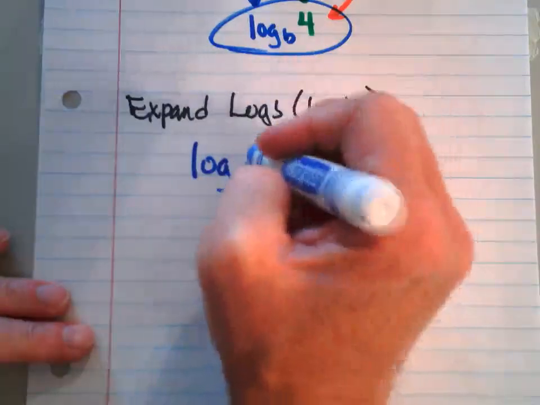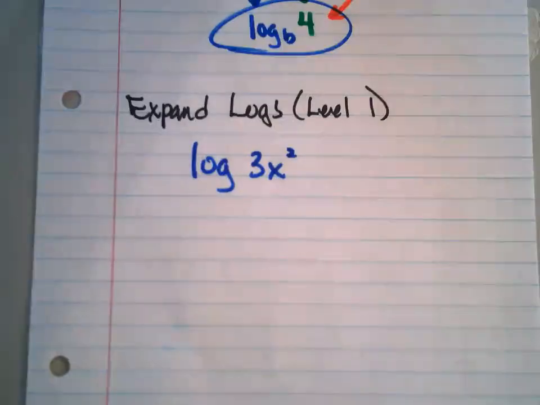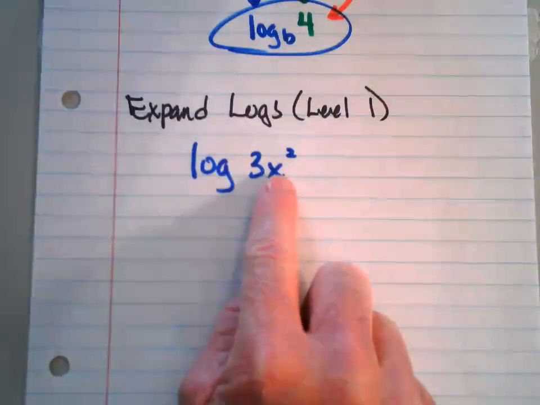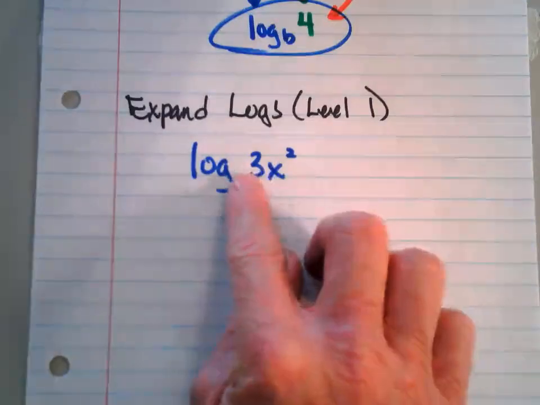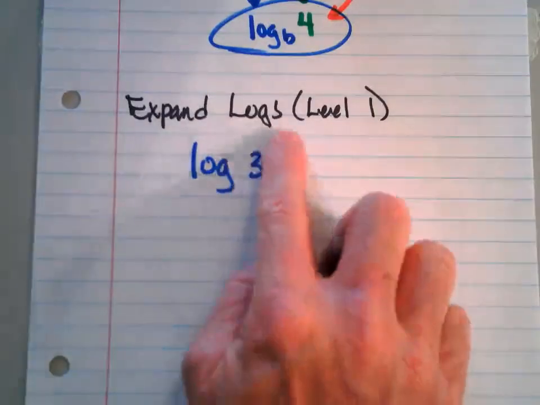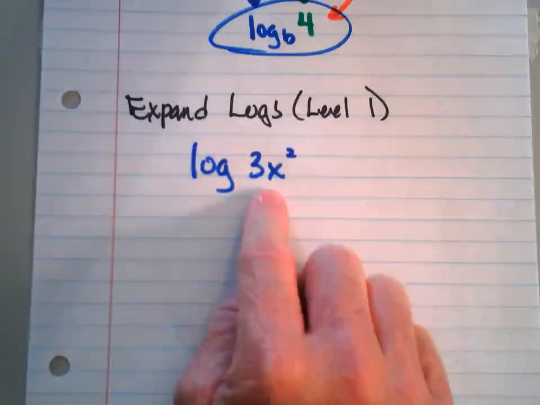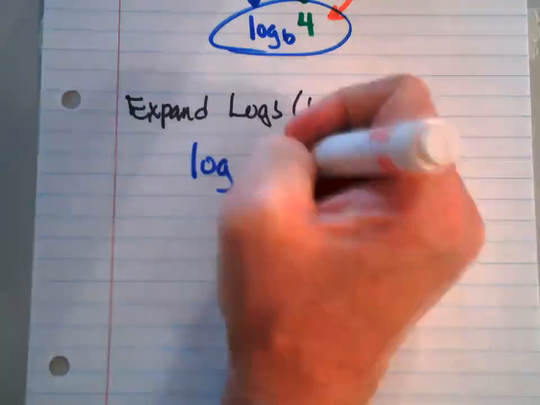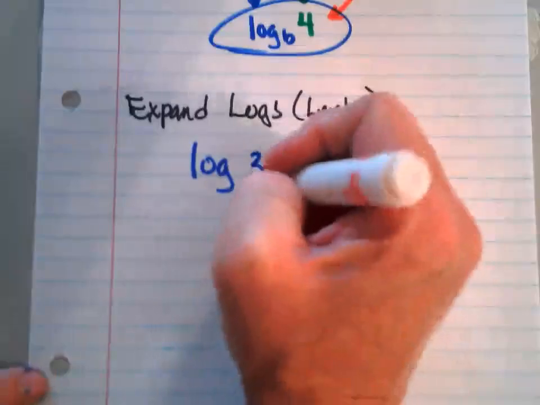Log 3x squared. Now, big thing you guys messed up on the quiz was about parentheses. So my question would be, which one of these is raised to the second power? And it's only the x. The 3 has its own exponent. If there were parentheses around this, then they'd both be raised to the second power. But this is only the x being raised to the second power. And you have to also ask yourself, what's going on between the 3 and the x? So we have some multiplication going on.